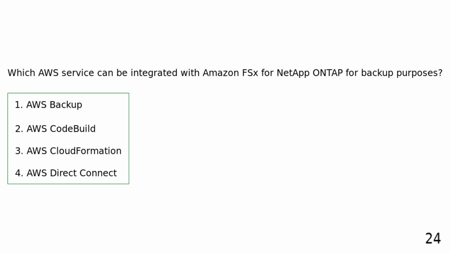Which AWS service can be integrated with Amazon FSx for NetApp ONTAP for backup purposes? AWS Backup, AWS CodeBuild, AWS CloudFormation, AWS Direct Connect. AWS Backup is the recommended service for managing backups of Amazon FSx for NetApp ONTAP.